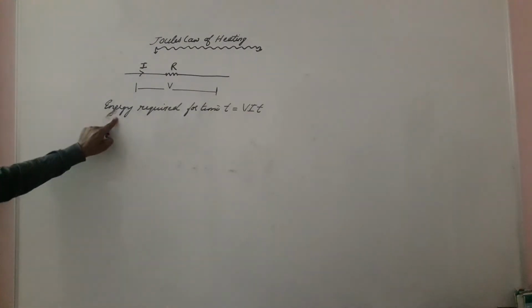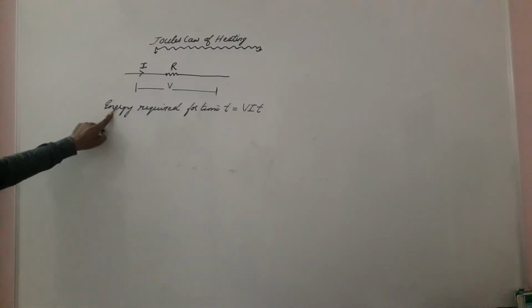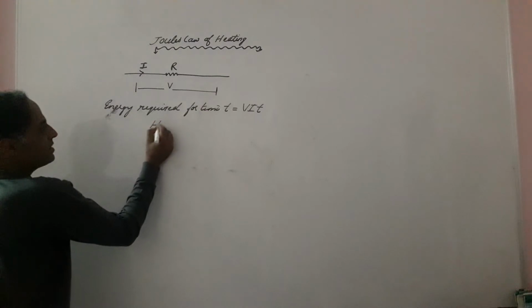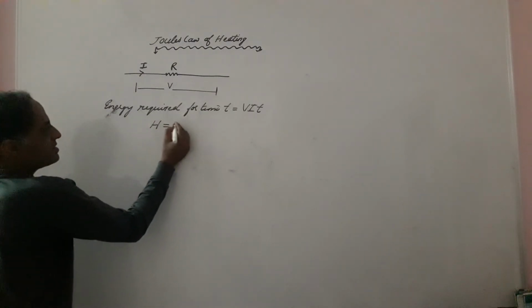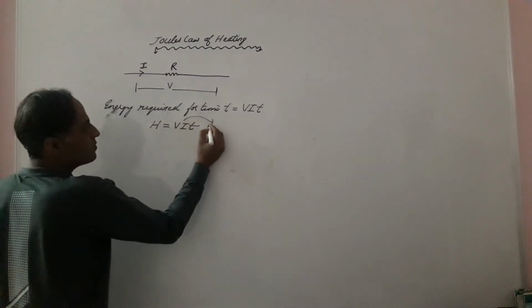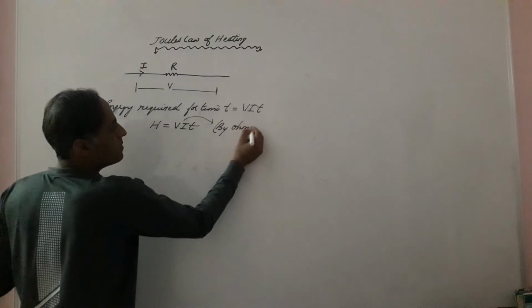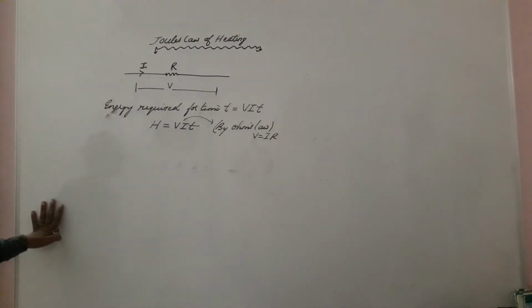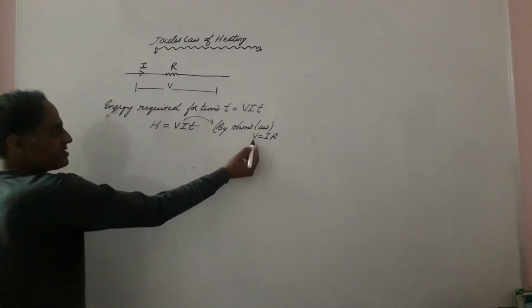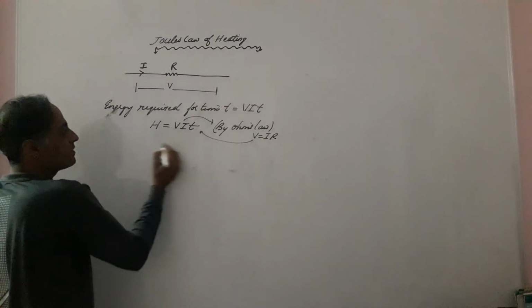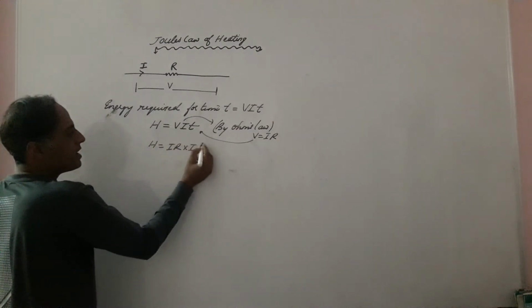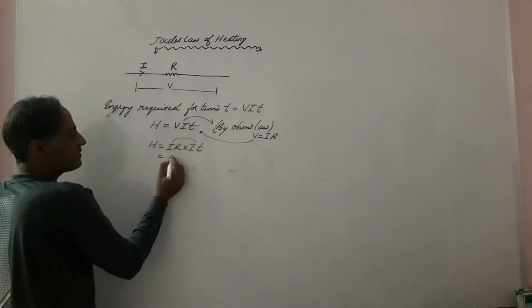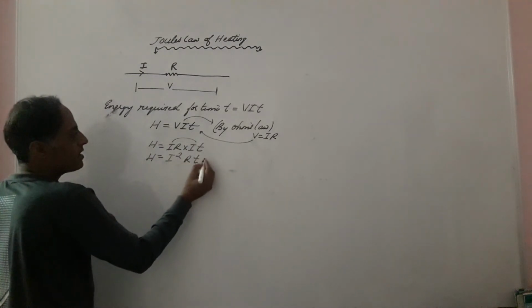Now this energy gets converted into heat energy. Remember, this energy is converted to heat energy. So the heat energy, represented by H, is H equal to VIt. Now according to Ohm's law, we know that V is equal to IR. So replacing this value of V in the equation, we get H equal to IR multiplied by I into t. Lastly, taking the value of I together, you get H equal to I squared Rt.